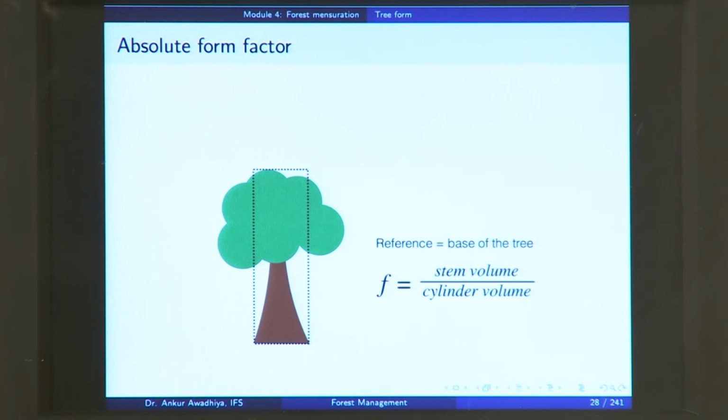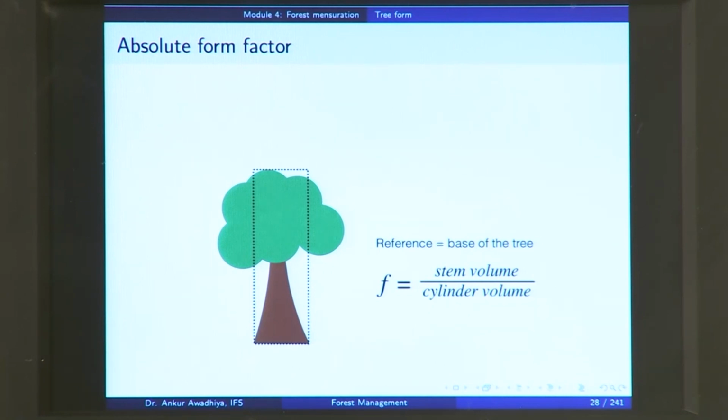Now, the issue with an absolute form factor is that at the base of the tree you have earth, you might even be having some stones. So, it is difficult to take the diameter at that particular point. So, even though absolute form factor theoretically will give you a very good idea about the form of the tree, in practice it is difficult to take the diameter at the base of the tree.